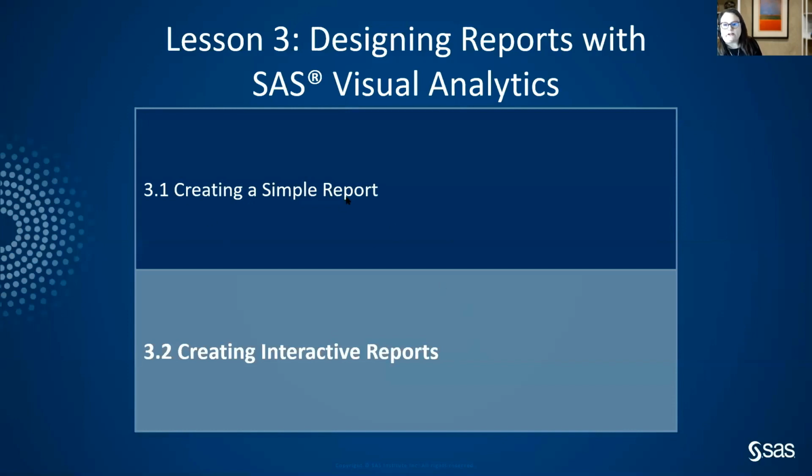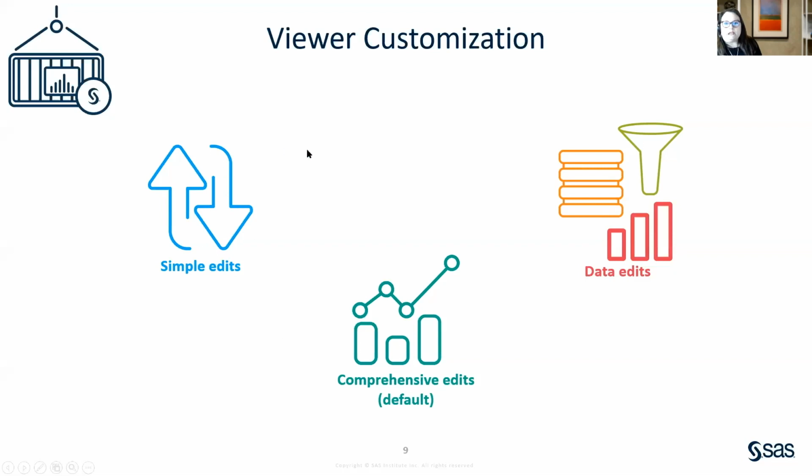We just created a very basic report with a bar chart. We're going to talk about things that we can add to that report to make it interactive. One of the new things in version 8.5 of Visual Analytics is viewer customization. I mentioned earlier that the information consumer can only view the report, and then I said, well, maybe they can make some changes. So as the report designer, you get to decide at what level you want your viewer to be able to make changes.